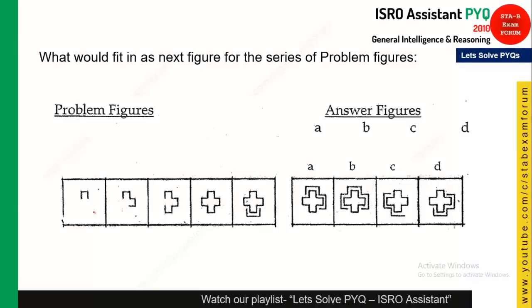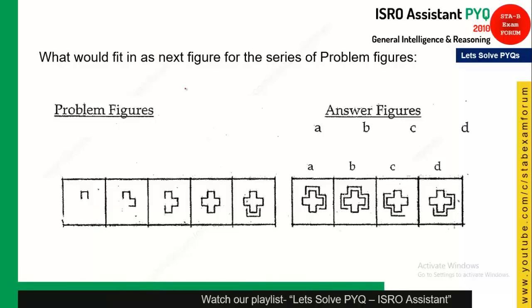Let's see the first question. The first question is on your screen, and your time starts now. This question is from the non-verbal category, and it is basically from the series. Series in non-verbal. So let's see what the pattern is being followed.